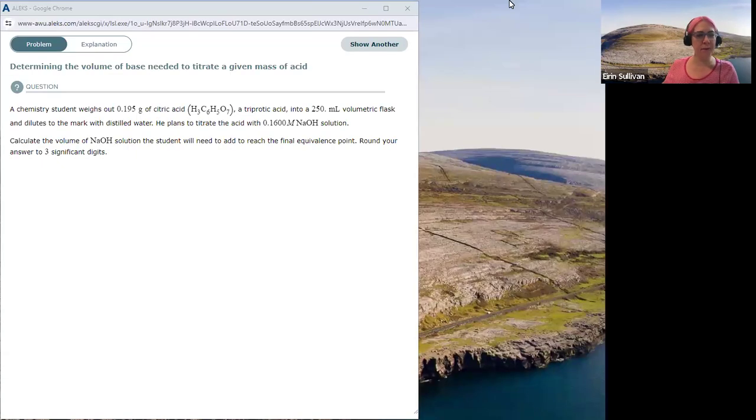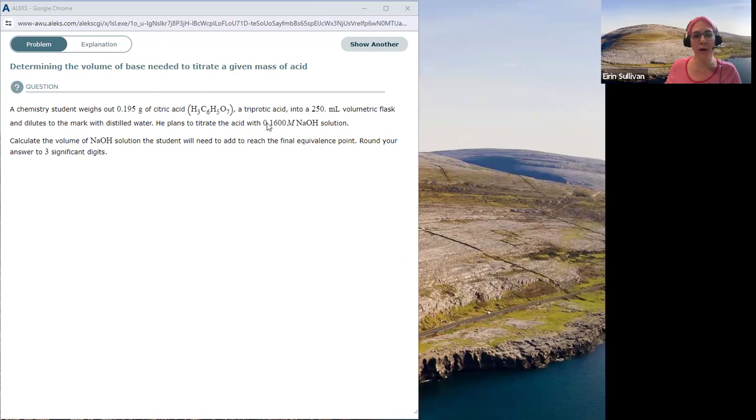Okay, so to determine the volume of base needed to titrate a given mass of acid, this is essentially using skills that you already know what to do. So you know how to convert between a mass in grams and use the molar mass as a conversion factor to get to the number of moles. So in this case, we're going to want our moles of citric acid.